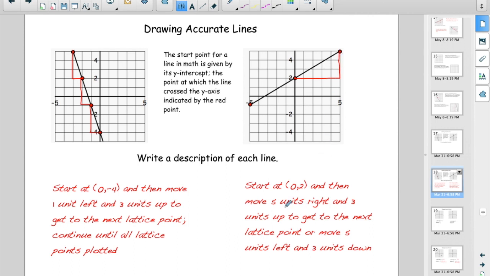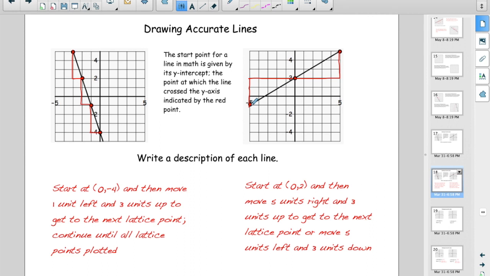So we could move 5 to the right and 3 units up to get to that lattice point. Now, to get to the lattice point down here, I'd have to describe it differently if I want to come from this start. That would be going 1 unit left, 2 units left, 3 units left, 4 units left, 5 units left, and 1, 2, 3 units down.